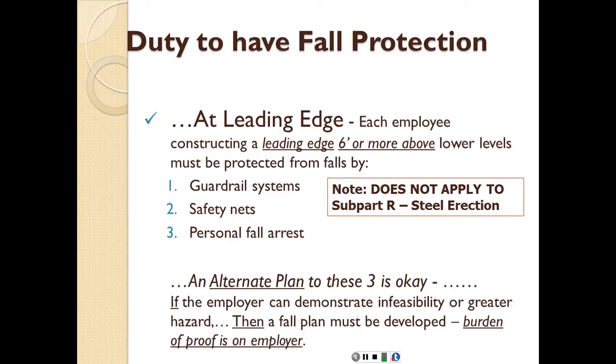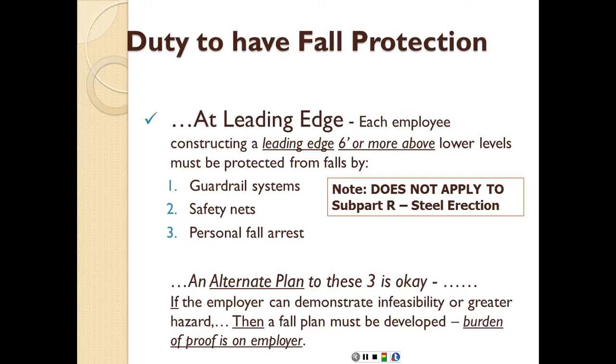The 4th method is going to be an alternate plan to these 3, which is a very well developed plan. That's if you can prove that the guardrail is going to impede the work, or that the safety net is going to be impractical in this case, or the personal fall arrest system can cause some encumbrance to the people working and lower their production rate and so on.